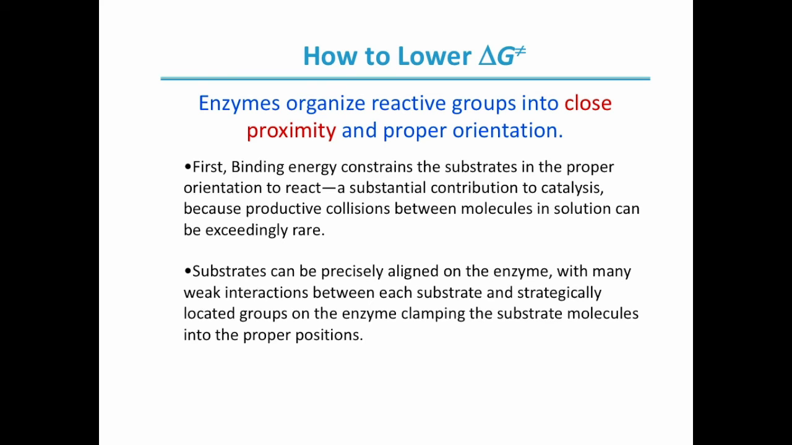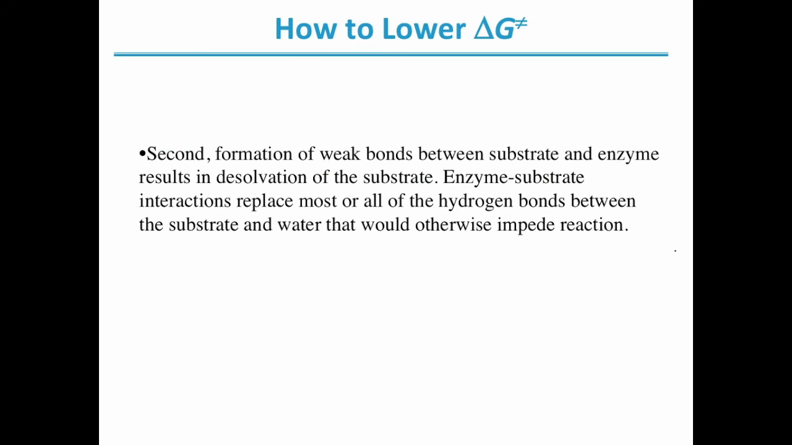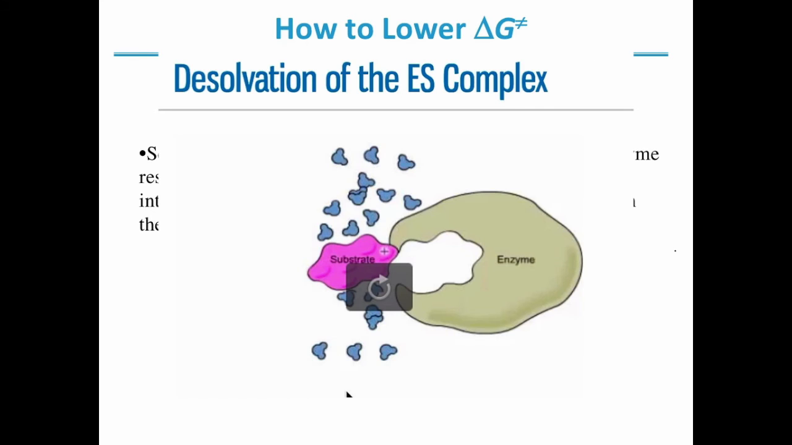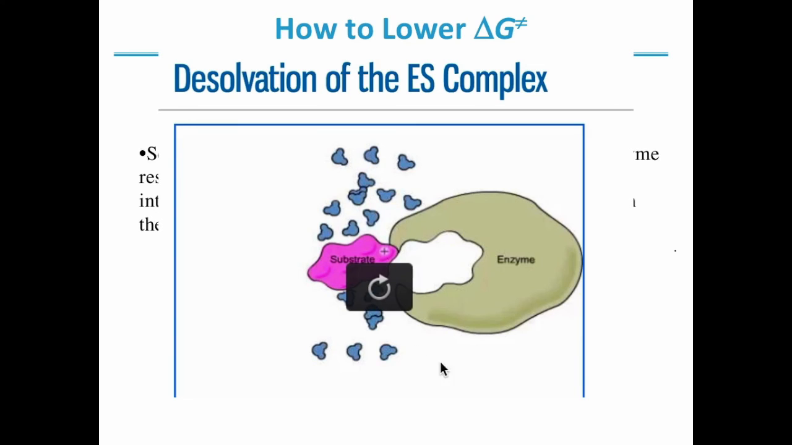Substrates can be precisely aligned on the enzyme, however, with many weak interactions between each substrate and strategically located groups on the enzyme clamping the substrate molecules into the proper positions. Second, formation of weak bonds between substrate and enzyme results in desolvation of the substrate, and the enzyme-substrate interactions replace most or all of the hydrogen bonds between the substrate and water that would otherwise impede the reactions. Here is a picture of that happening.